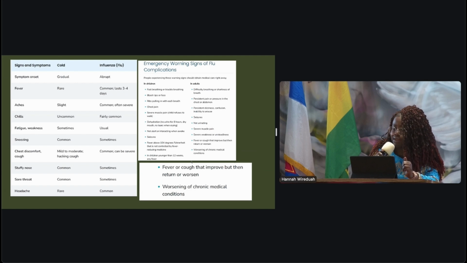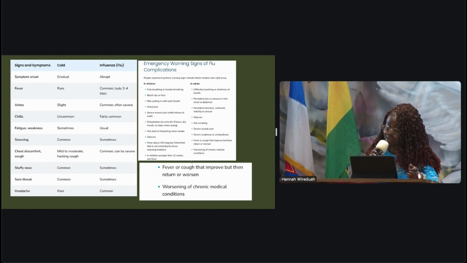Fatigue or weakness. With cold, it's not always, but sometimes. But with flu, it's a very common thing, this fatigue or weakness. And sneezing is very common with cold. When you have a cold, you sneeze a lot, but with flu, not so much and not all the time. It's sometimes that you get sneezing with flu, but with a cold, yes, it's very common.